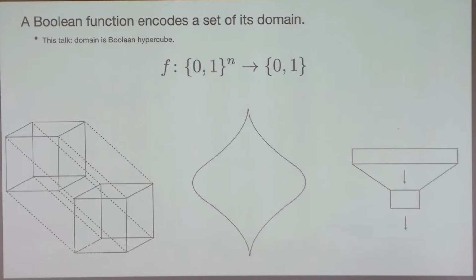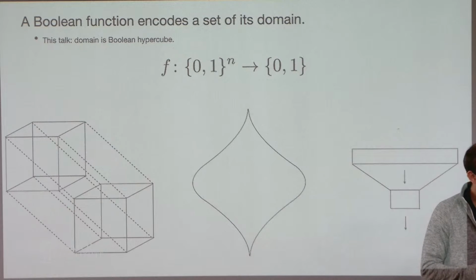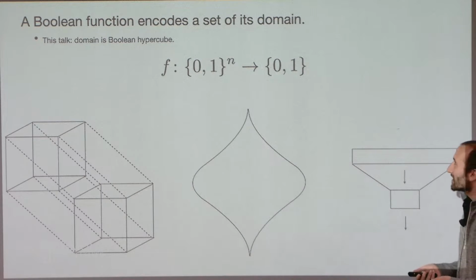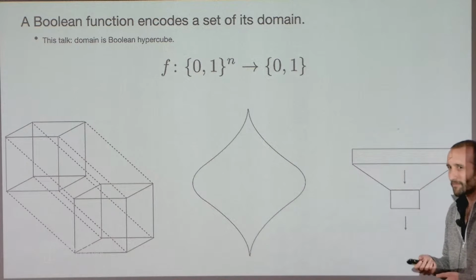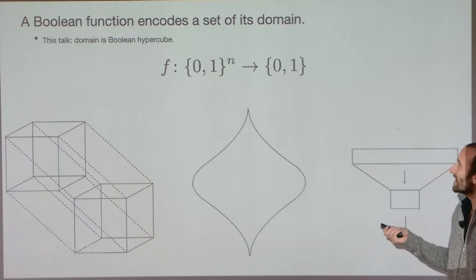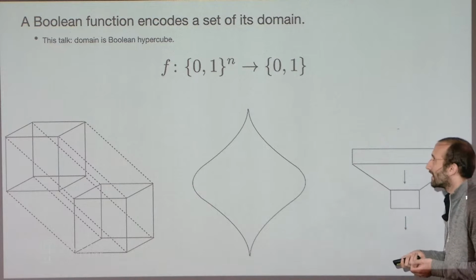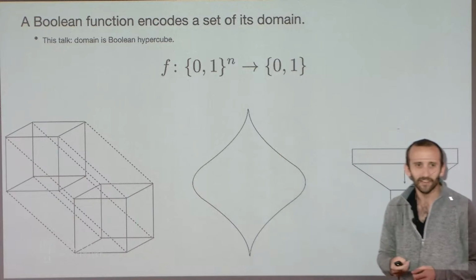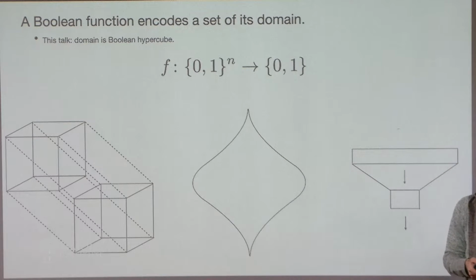Okay, so the talk is about testing Boolean functions. And for the most part, we're going to be talking about Boolean functions whose domain is the Boolean hypercube. So what's a Boolean function? It's a function that maps to 0 or 1. It encodes some subset, some set of its domain. So the whole game for this talk, we're dealing with these kinds of functions that take as input n-bit strings and output either 0 or 1.